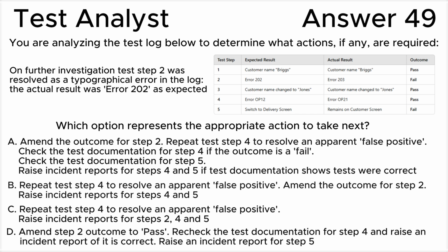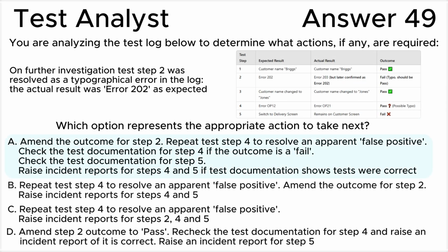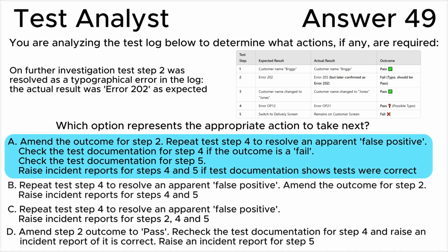Step 5. Switch to delivery screen expected, but remains on customer screen. This is a clear failure. Action: check the test documentation to confirm expected behavior before raising an incident. So, correct answer is A.